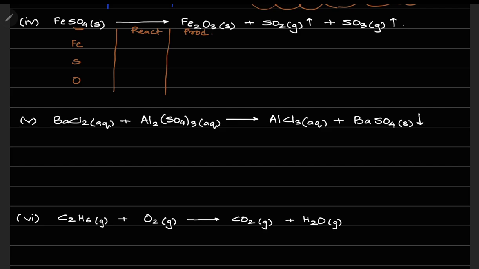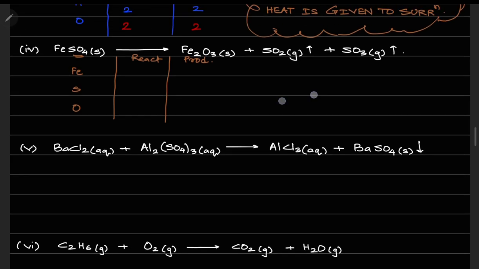How many Fe on the reactant side? You have one Fe on the reactant side. So reactant side one Fe. The product side you have two irons, so 2 over here, and therefore definitely I will multiply this thing with 2. 2 comes over here.